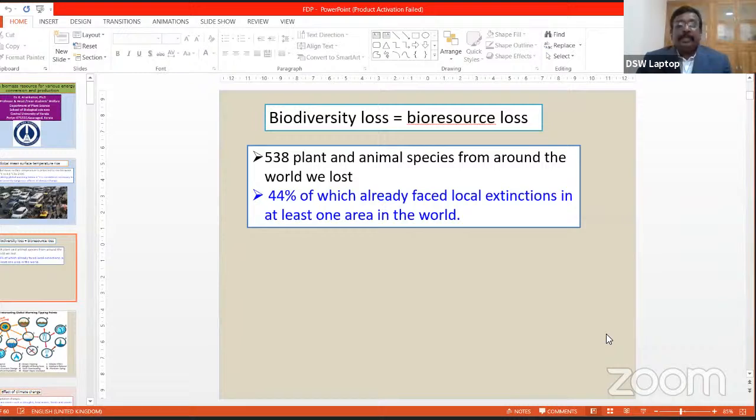On the other side, because of this increasing global warming, the existence of plants and animals around the world is decreasing. The number of species available on earth is getting reduced. The record says that 538 plant and animal species around the world have already been lost, 44% of which already face local extinction in at least one area in the world.